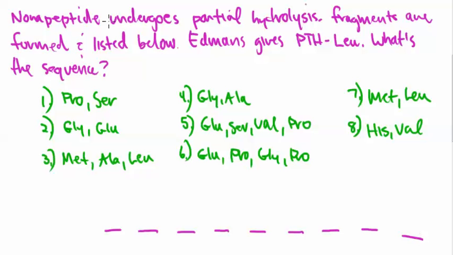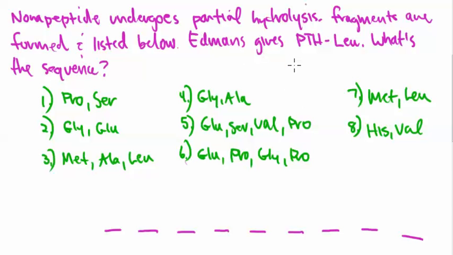So a nonapeptide undergoes partial hydrolysis. This probably means it's not going to fragment completely, but it will give me pieces of fragments. So I will get chunks instead of the actual individual amino acids. The fragments are formed, and these fragments are listed below: 1, 2, 3, 4, 5, 6, 7, and 8 different fragments that they're giving me information for.